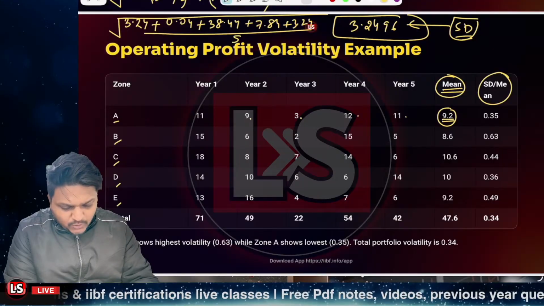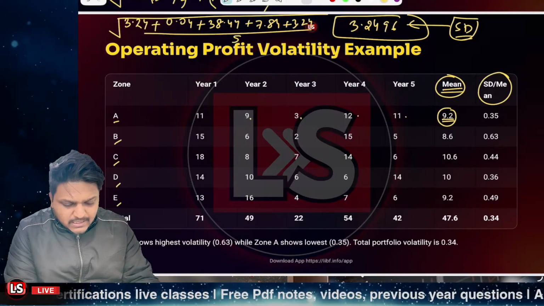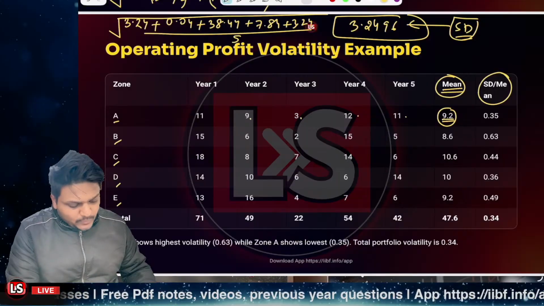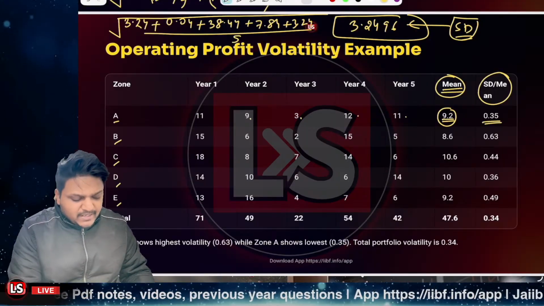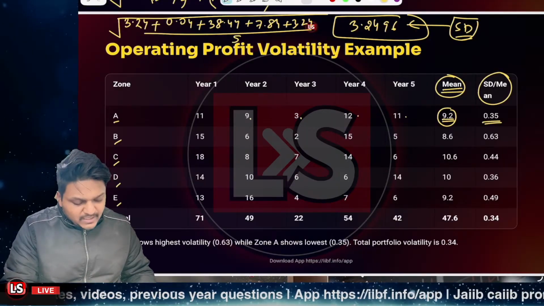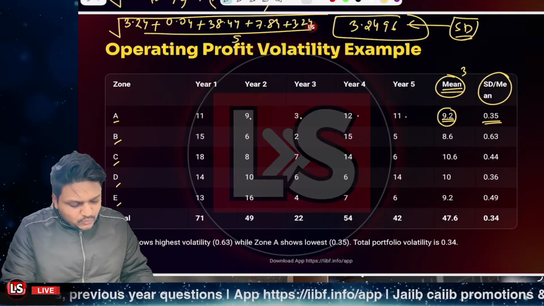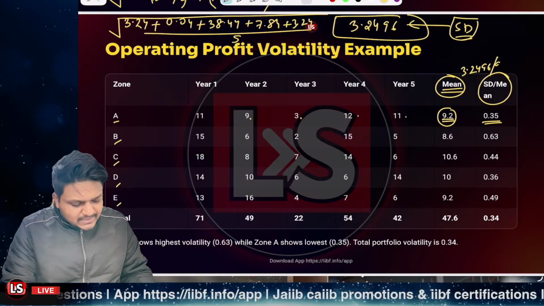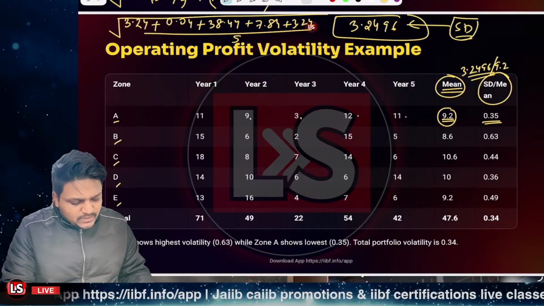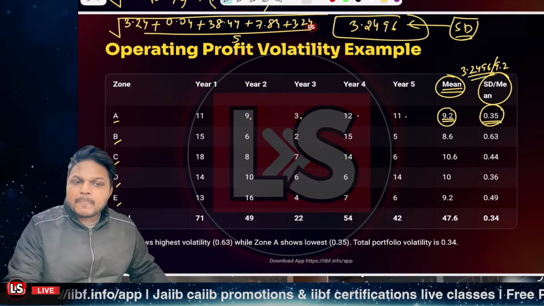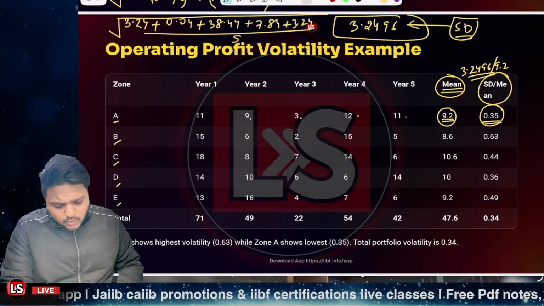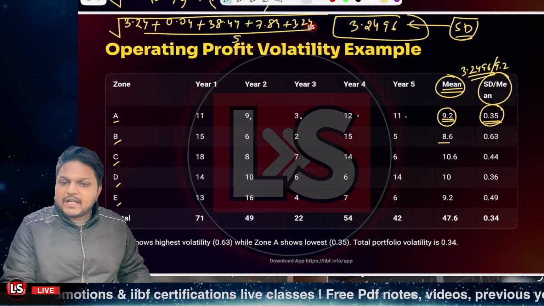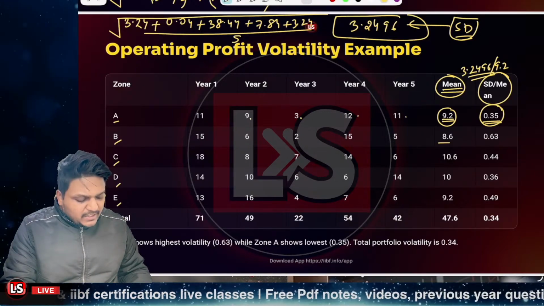So it will be 3.2496 divided by 9.2, that is equal to 0.35. So we have to calculate the standard deviation to mean ratio. Standard deviation here we calculated 3.2496, divided by the mean, that is 9.2, and it came out to be 0.35. Right? So for all the zones, we calculated the same way. We calculated the mean, the standard deviation, and the standard deviation to mean.